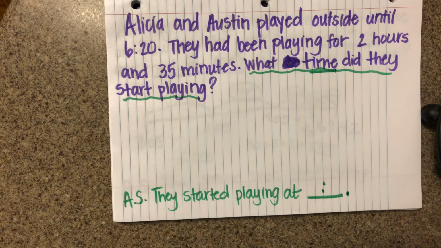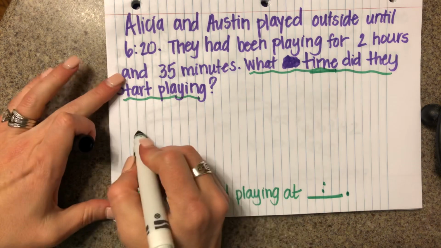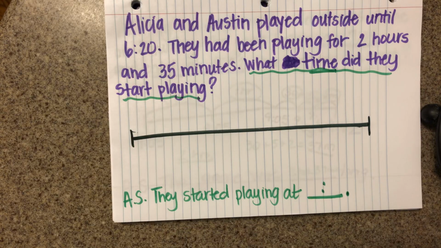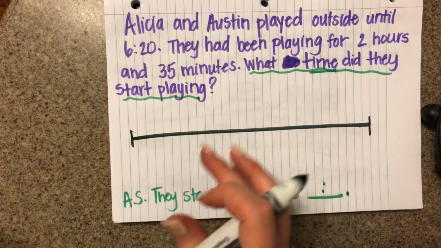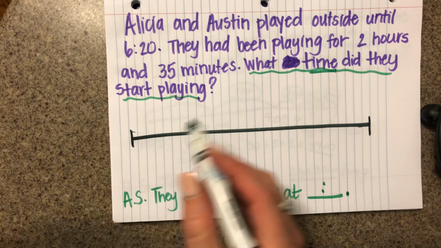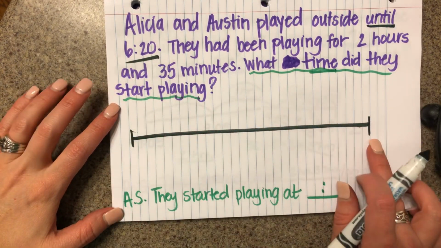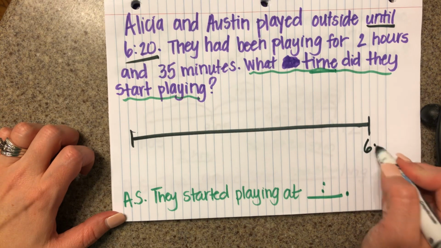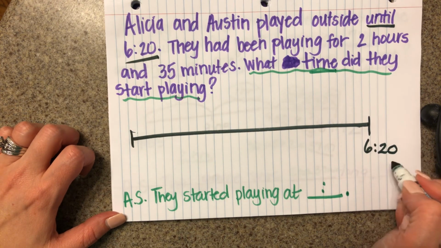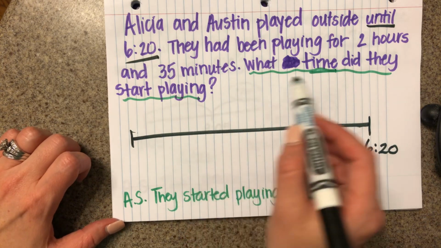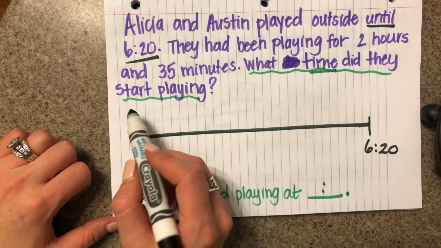Okay, so I'm going to draw my number line, and then I'll go back and see what information we have. It tells us that Alicia and Austin played outside until 6:20. So they've been playing until 6:20, so 6:20 is my ending time. They had been playing for 2 hours and 35 minutes. So we know that we're looking for what time they started playing.